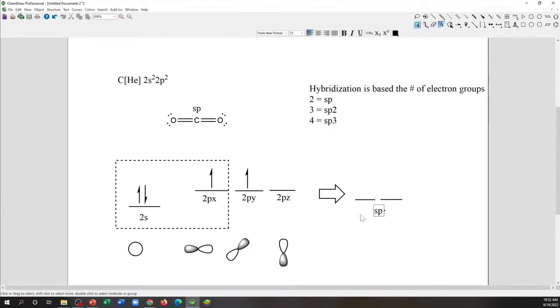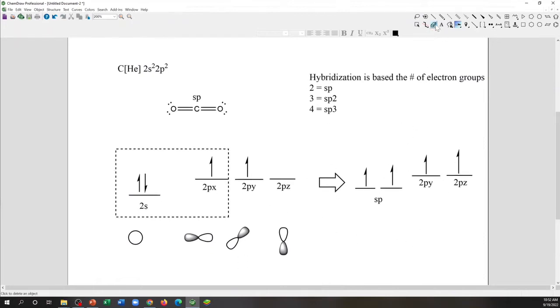What I didn't hybridize, and what remains unchanged, are the 2py and the 2pz. I didn't actually do anything to them. They're not hybridized, they're left over, nothing happens to them. And when the carbon, now in the hybridized state, prepares to make bonds, it's going to make 4 bonds. So I need 4 half-filled orbitals. And this is what the carbon is doing in preparation for making carbon dioxide.